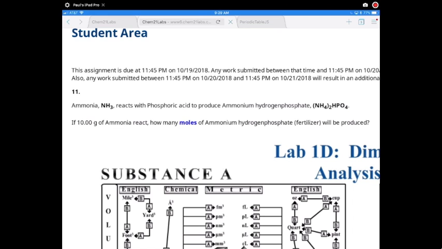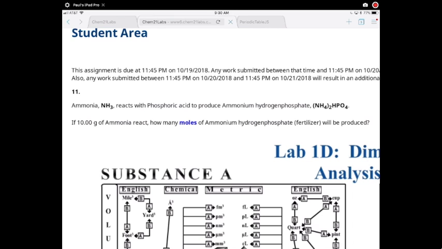Phosphoruses, how many on each side? Okay. How many hydrogens on each side? How many here? 6 plus 3 is 9. How many right there? 8 plus 1 is 9. Good. And oxygens? 4 and 4. Okay, I got a balanced equation. I can now start doing things.